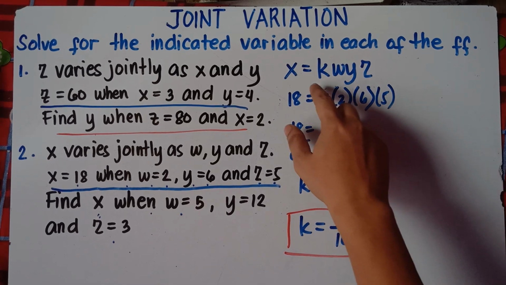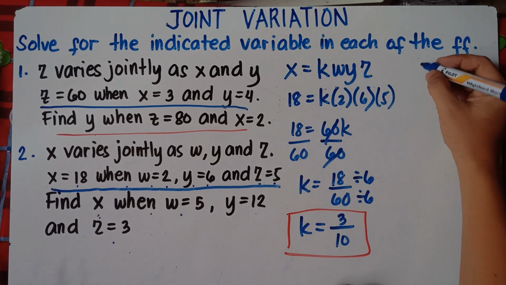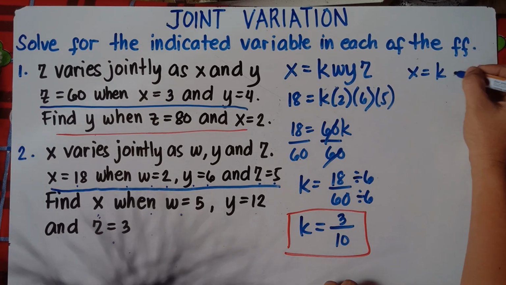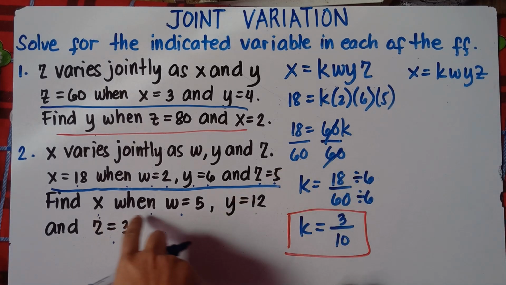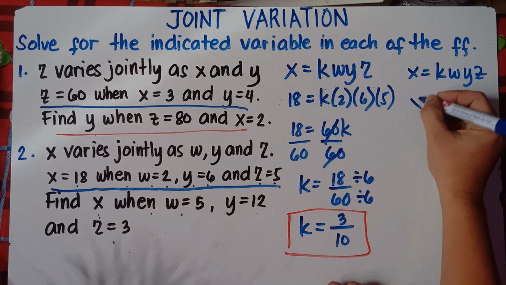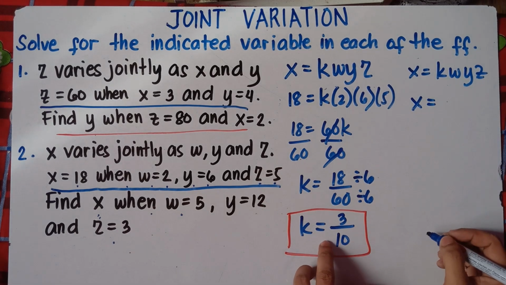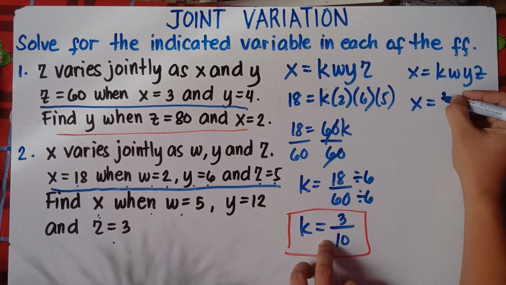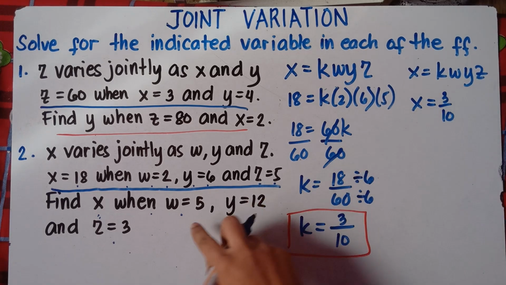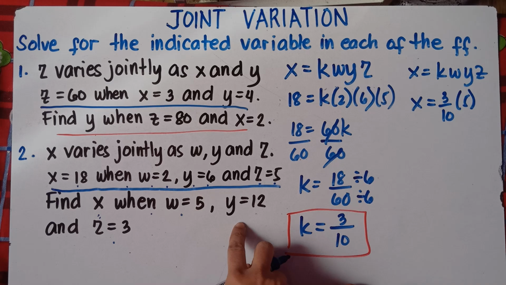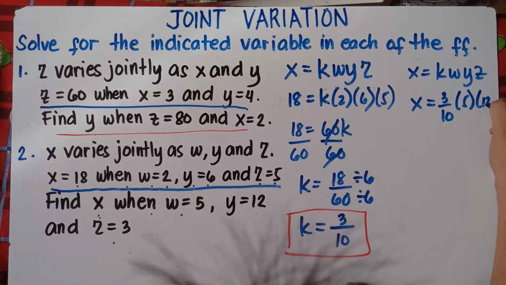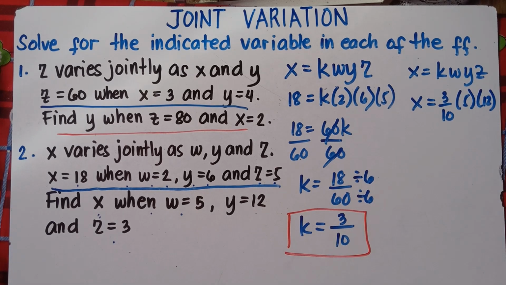Now, once we get k, we can just simply substitute k into this equation. So copy x equals k, w, y, and z. You're told to find x, so copy x equals, your k is 3 over 10, and your w is 5, your y is 12, then your z is 3. We don't have enough space, so you pause the video, class. I will be erasing this one, so I hope you get this one.